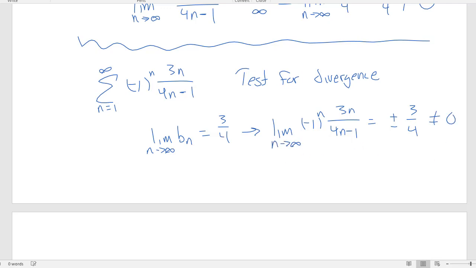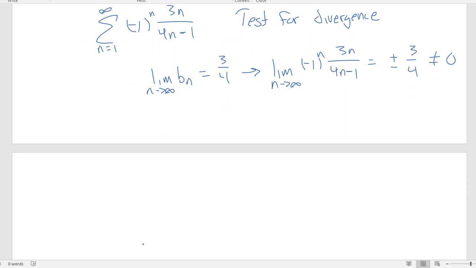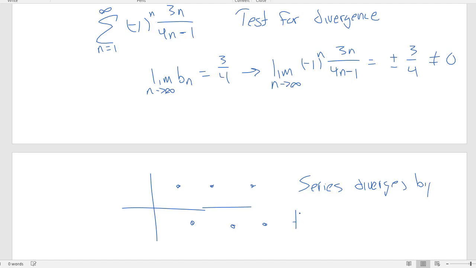I'm going to plus 3/4 minus 3/4, plus 3/4 minus 3/4. Again, visually, plus 3/4 minus 3/4. So long term, I'm not going to 0. So by the divergence test, I'm going to say the series diverges by the divergence test. Okay?